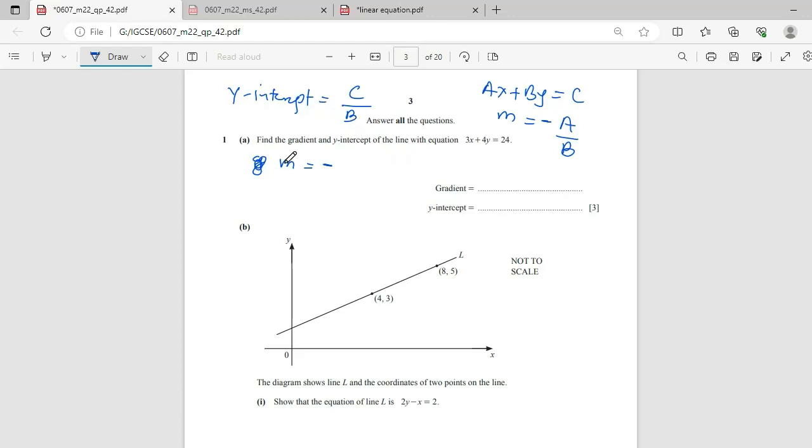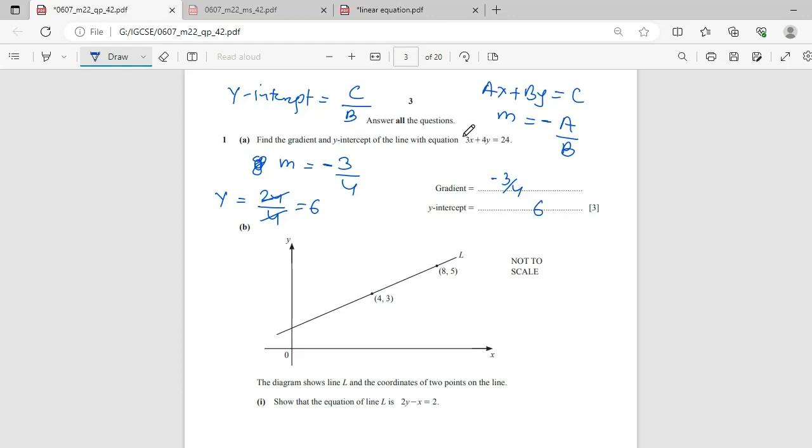So we are going to use this. Here m is the gradient, minus a is 3, so 3 upon 4 is our gradient. Now for the y-intercept, we have to use this formula, c upon b. c is 24, so the y-intercept is equal to 24 upon 3, sorry, 24 upon 4, my bad. So this is going to be 6. So from here we can write: minus 3 upon 4 will be our gradient, and the y-intercept will be 6.